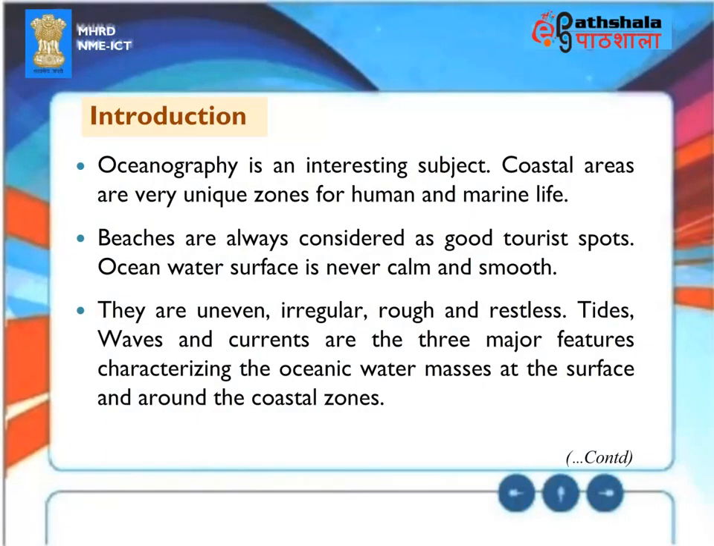Introduction. Oceanography is an interesting subject. Coastal areas are very unique zones for human and marine life. Beaches are always considered as good tourist spots. Ocean water surface is never calm and smooth. They are uneven, irregular, rough, and restless. Tides, waves, and currents are the three major features characterizing the oceanic water masses at the surface and around the coastal zones.